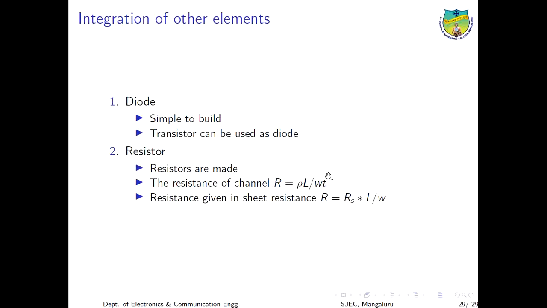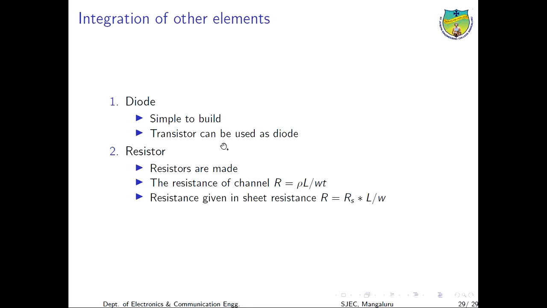First we'll check the diode, and how to integrate it on the IC. It is simple to build a PN junction diode in monolithic circuits. Since many circuits are included in a monolithic circuit, no special diffusion step is required in diode fabrication. Transistors can be used as a diode by using the emitter junction as the diode and shorting the collector and base.